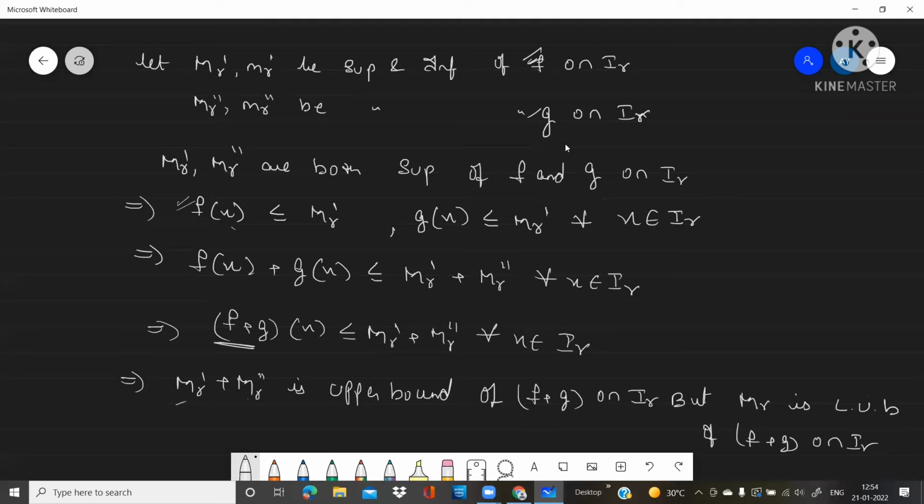Okay, am I clear till here? Now what will be the next step? As this is the least upper bound, how can we write it? We can conclude that capital MR is less than or equal to MR dash plus MR double dash. Just remember this one. As it is the least upper bound, we can write MR is less than or equal to MR dash plus MR double dash.